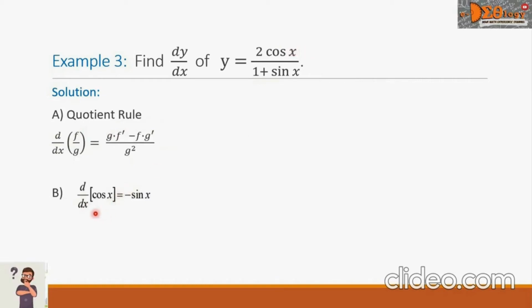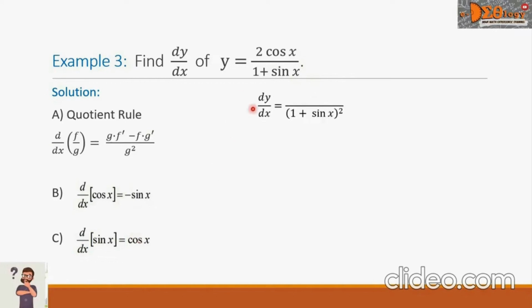Next formula is the derivative of cosine x. So we write here d over dx of cosine x. This is equal to negative sine x. Next is the derivative of this sine x. So d over dx of sine x equals cosine x. We are now ready to write the solution for the derivative.